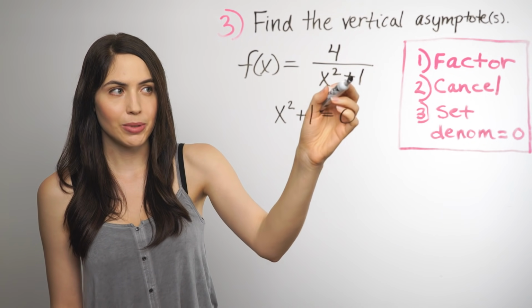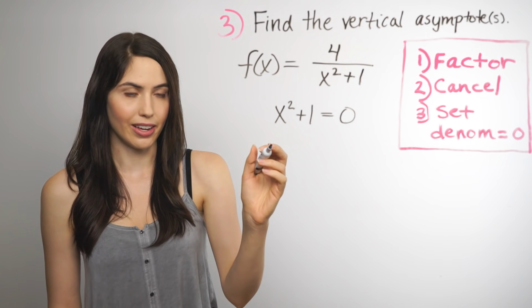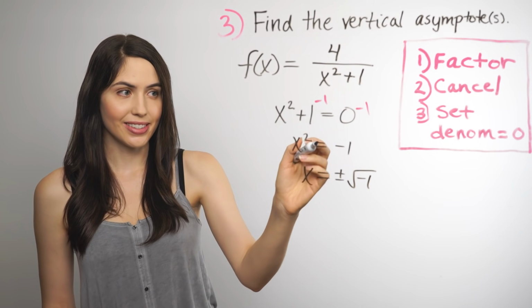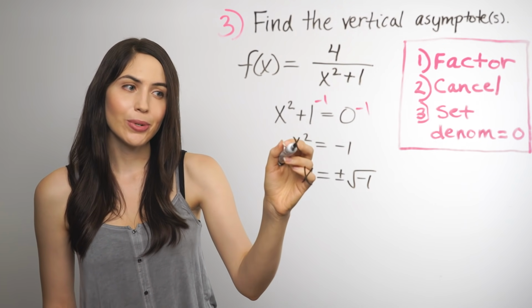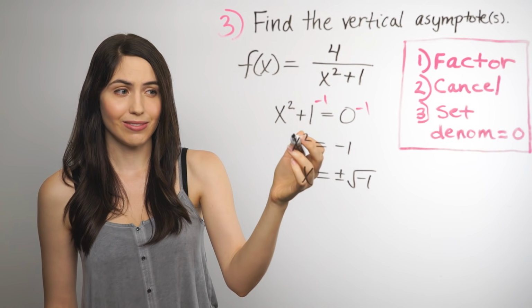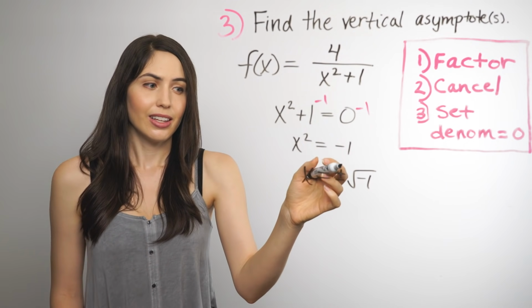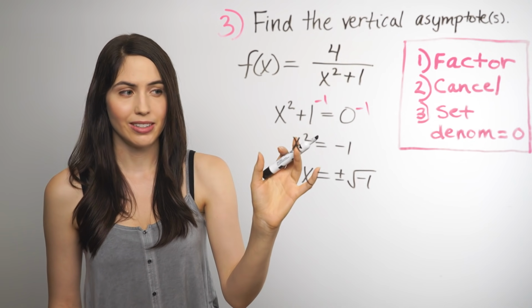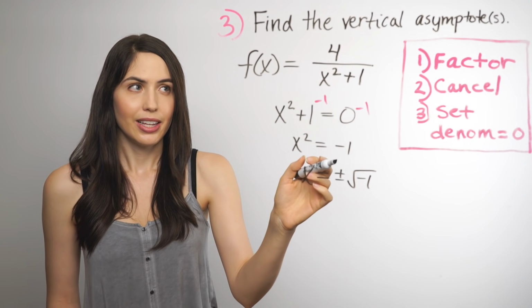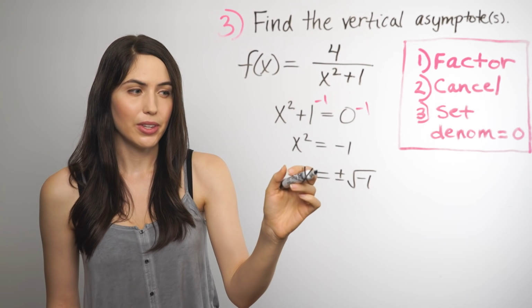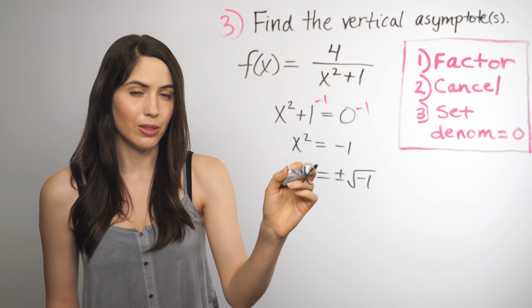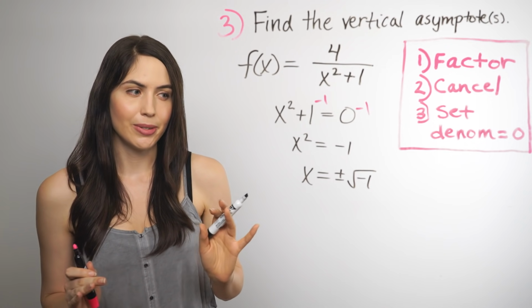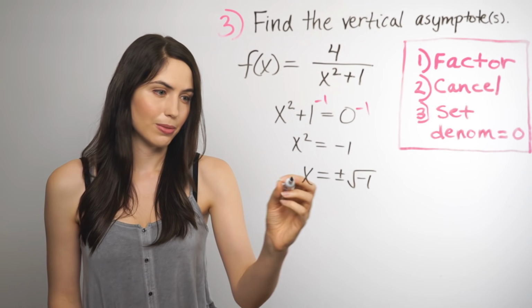So take the denominator x squared plus 1, set it equal to 0, and solve for x. When you try to solve for x, you get x squared equals negative 1, and then at this point, to get just x alone, typically you would square root both sides. Here you get plus and minus the square root of negative 1. That is an imaginary, complex number, and this means that you get no vertical asymptote. If you get no real solution in the real number system, like a square root of a negative number, it is not defined in the real number system, so you have no vertical asymptote.